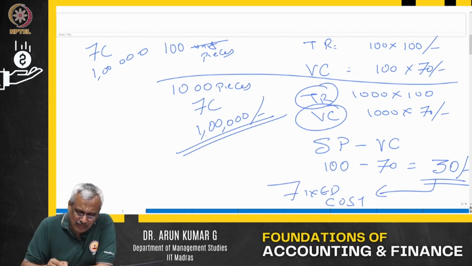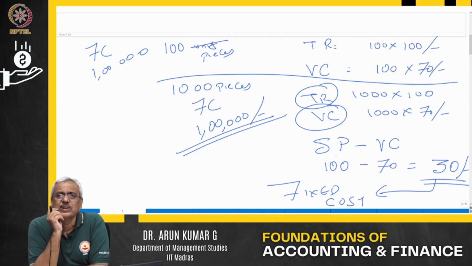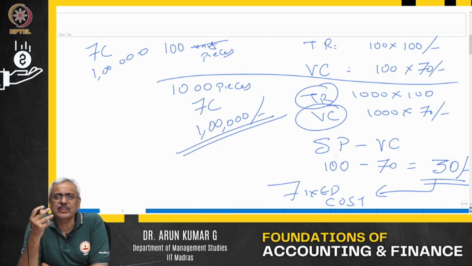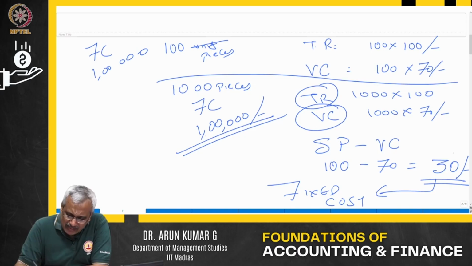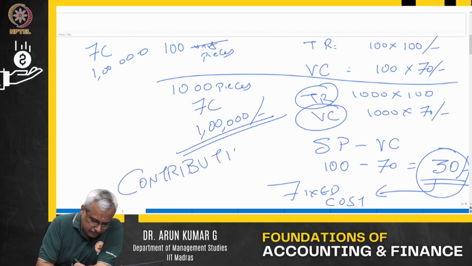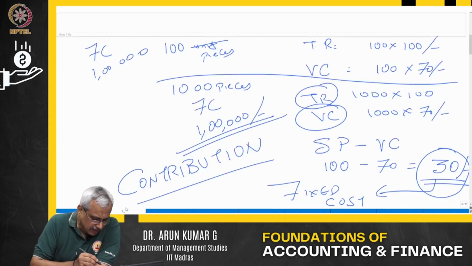See, every unit I am manufacturing, I am getting a revenue of 100, but I am also spending some money. What is the money I am spending? About 70 rupees. So every unit I manufacture and sell gives me 30 rupees for covering my fixed cost. This is what we call contribution.